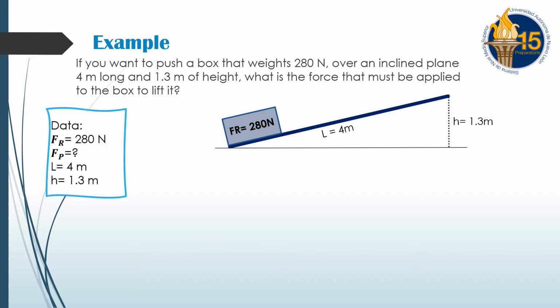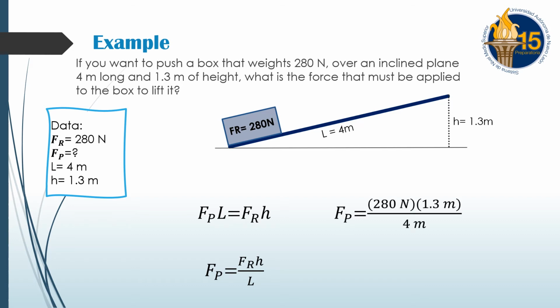The formula of the inclined plane is effort force times the length of the plane equal to the load force times the height. Since the effort force is unknown, it is necessary to clear. Therefore, the effort force is equal to the load force times the height over the length. Substituting the values, we have 280 Newton times 1.3 meters over 4 meters, giving us 91 Newton as a result.